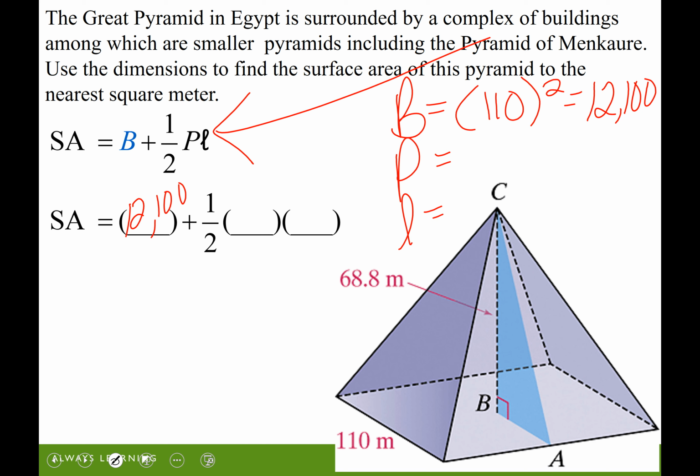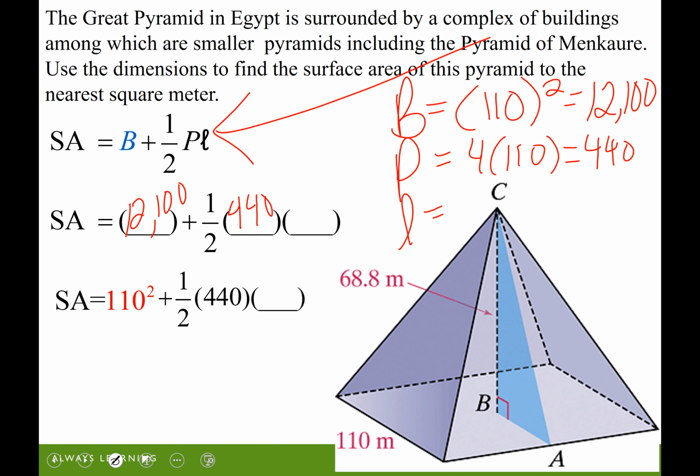Second blank is capital P, which is the perimeter of the base. And the base again is a square, so that would be 4 of the side lengths, which is 440. So those two blanks weren't too bad. The third blank is the slant height, and we've already discussed how we can look at that triangle.